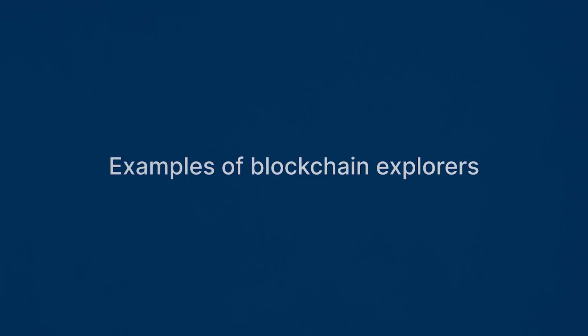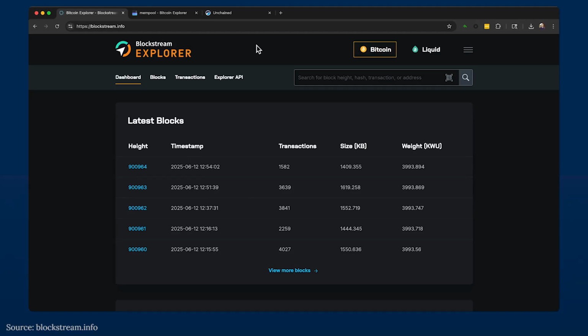So now that we've discussed blockchain explorers, I want to show you a couple of popular examples that are available for free on the internet. There are many more examples, but these are especially popular. First one I'm going to show you is Blockstream Explorer, which can be found at blockstream.info. It's a pretty basic website, but it does have a search bar that allows you to put in a transaction ID or a Bitcoin address to search for further information.